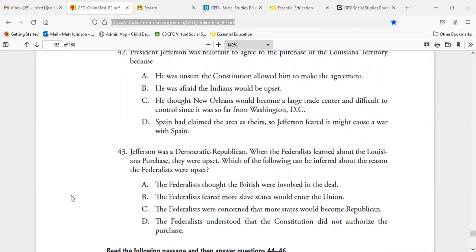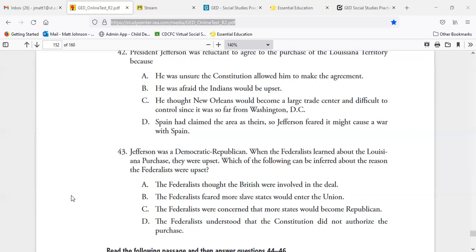Is it D? It was C. So they're worried about those new states. So this goes all the way to the Civil War, right? They were worried that there were going to be more states that supported Jefferson's party, that were going to support those conservative agrarian ideas.